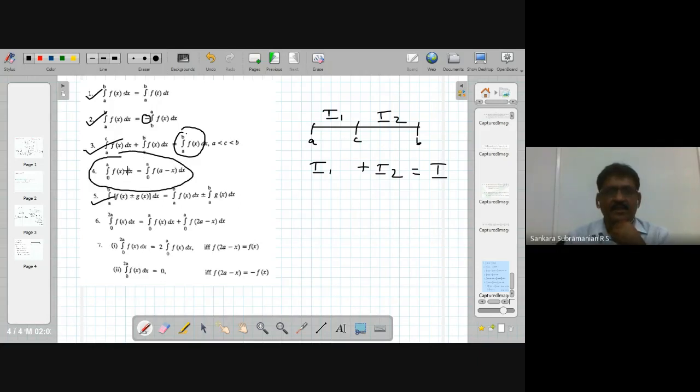But anyhow, we can use it. Integral 0 to A f of x dx can be written as integral 0 to A f of A minus x. It is used in trigonometric problems and will be very useful. But this property is integral A to B f of x plus or minus g of x. We already know how to split this and write it. We have now done it using the symmetric properties.